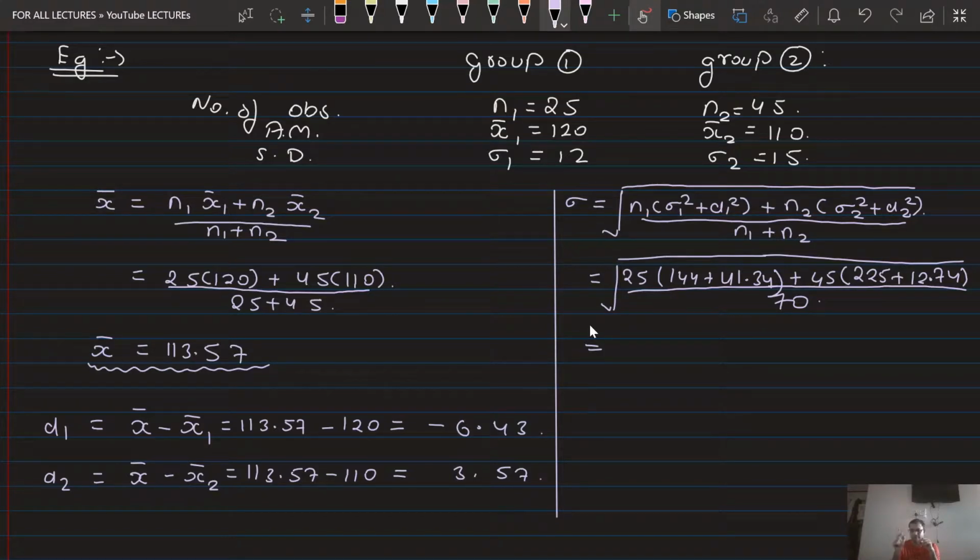So that will give you some answer. Divide that by 70. And whatever answer comes, press the square root button. So that will directly give you the answer for combined standard deviation without writing anything else further.